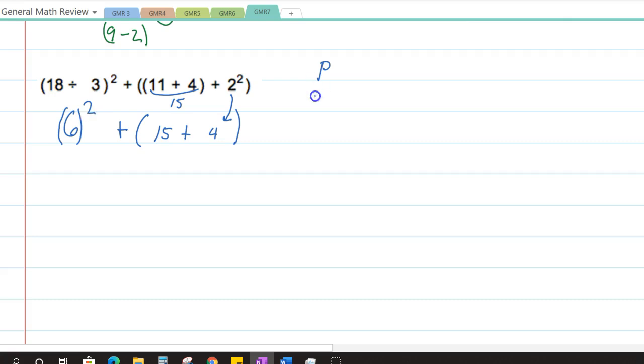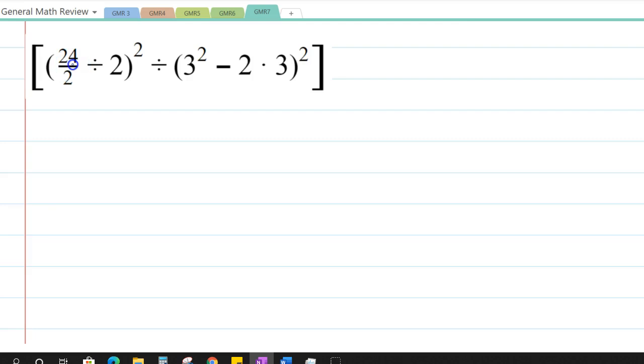6 squared, now I'm taking care of the exponents, and I'm still working on the parentheses. 6 squared is 36 plus, inside these parentheses, 15 plus 4 is 19. I'm finished with the parentheses, so I don't need to rewrite them. I've completed all the exponents and the parentheses. I look for any multiplication or division. There is none. It's already been taken care of inside. So now I'm on addition and subtraction. 36 and 19 gives me 55.